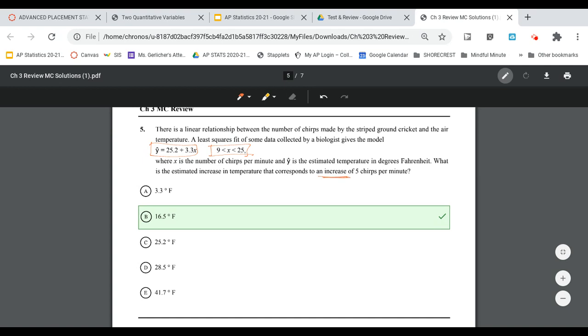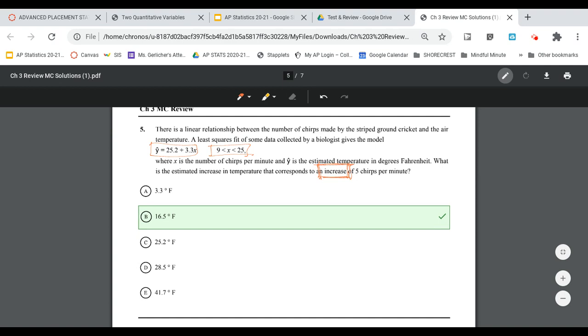Now, notice this word increase. I'm just guessing after years of grading people's tests that people will see the 5 and they will plug it in for X and get an answer and call it good. But they didn't say 5 chirps per minute. They said an increase of 5 chirps per minute. So watch for that. It's about careful reading of the question.